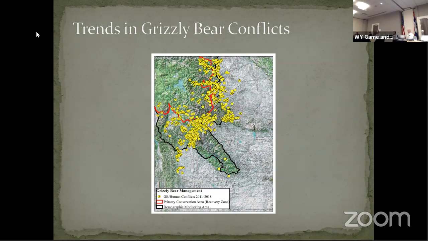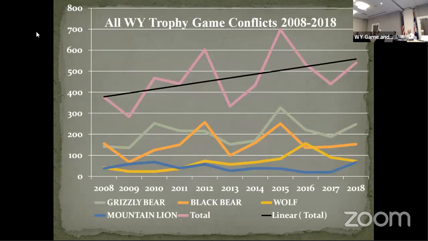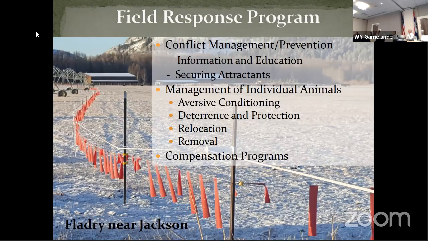Overall trends in conflicts, again, are increasing. And you guys have it in front of you. Okay, so this is where you can see that the overall trend in conflicts by all large carnivores is kind of mirrored by the number of grizzly bear conflicts. So our prevention and education program, I'm going to run through just some quick examples of what we do in 1 year. Dan's going to talk about it a little more extensively.